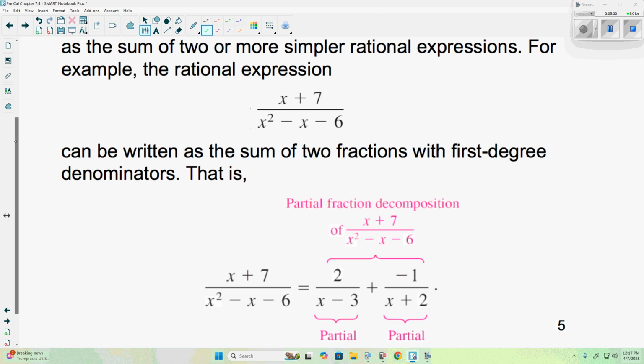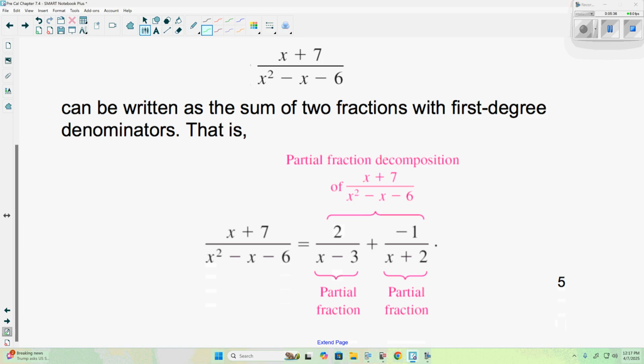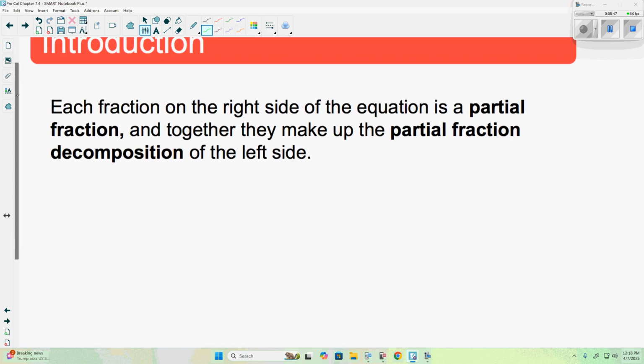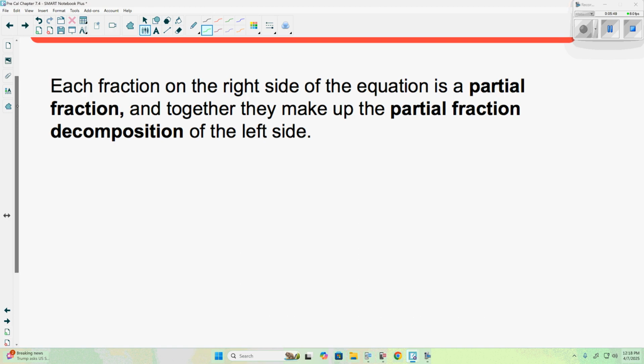So if we started out with x plus 7 over x squared minus x minus 6, the partial fraction decomposition would be 2 over x minus 3 plus negative 1 over x plus 2. We're breaking it back apart into its fractions. There's two parts. Each fraction on the right side of the equation is a partial fraction, and together they make up the partial fraction decomposition of the left.